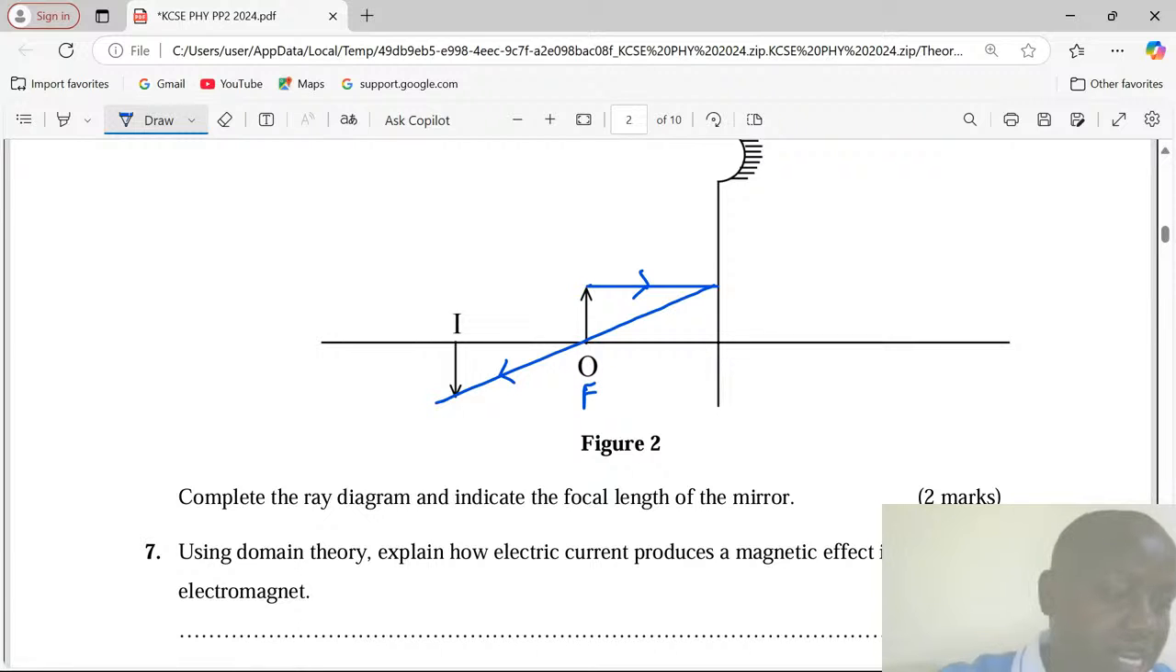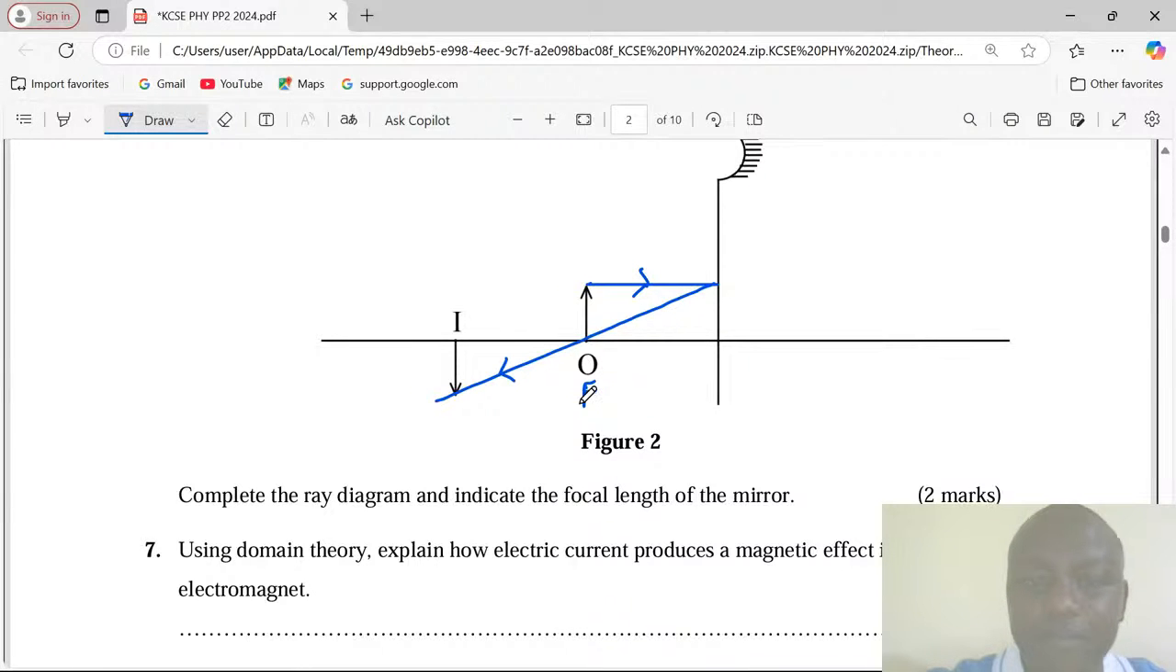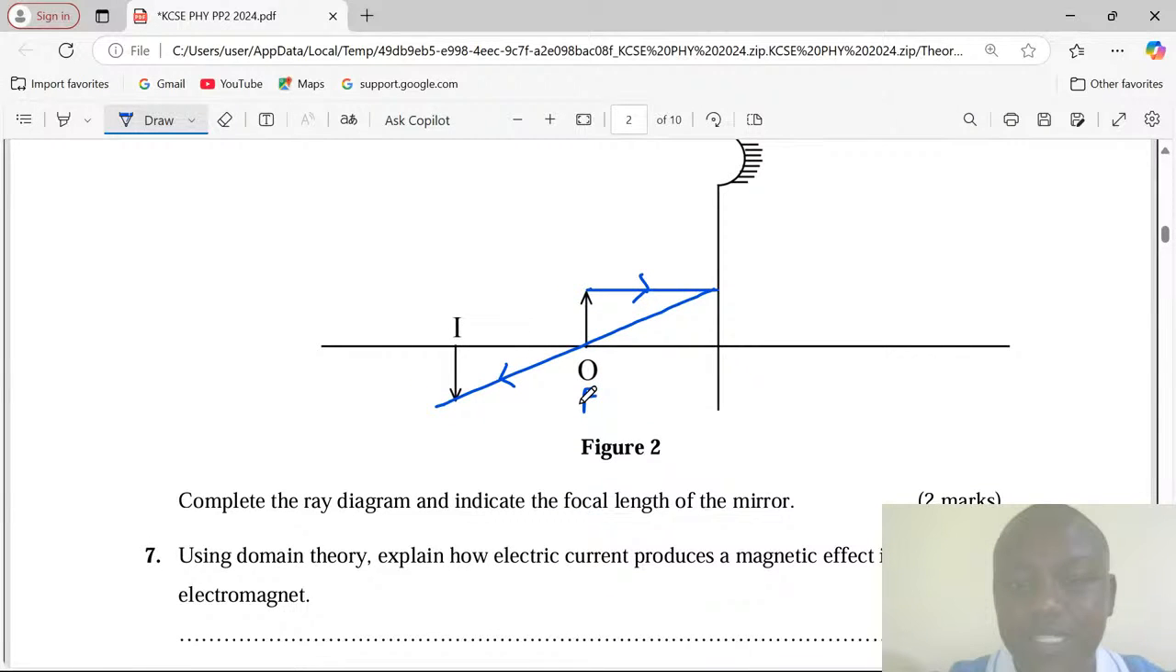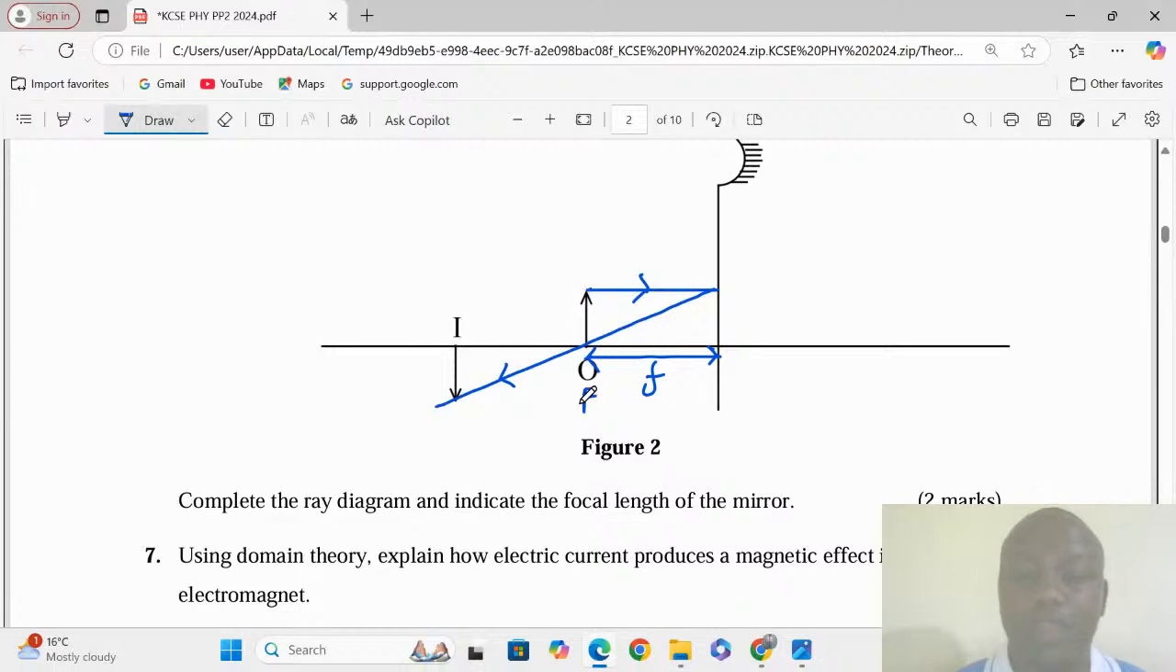And now that we have the point F, next is to say that the distance from F to where the mirror is, from F to the pole of the mirror, we call it small letter f, the focal length. So that is what you're supposed to know.